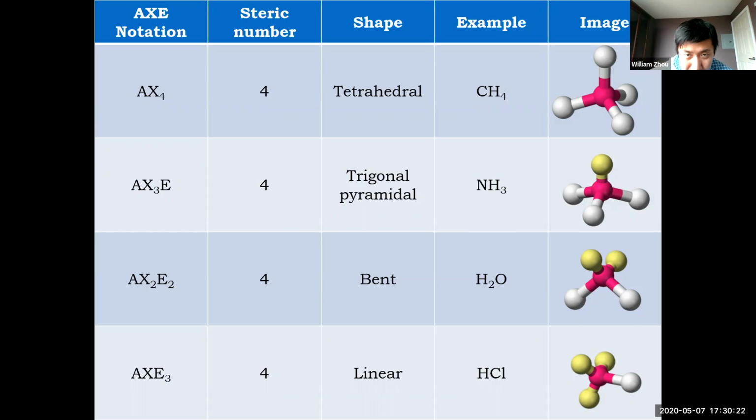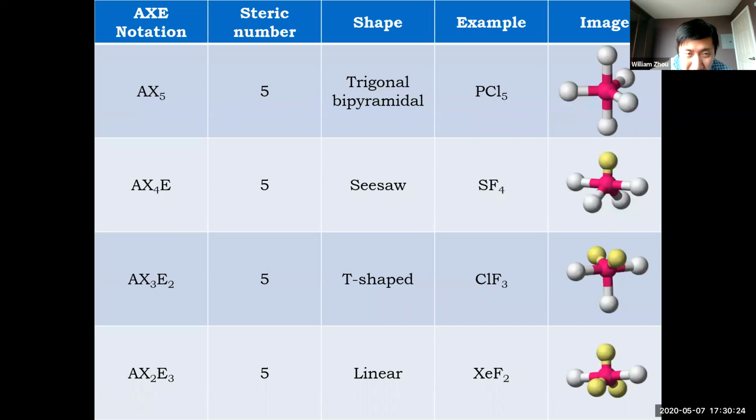All right, now it gets messed up. Steric number 5 is the hardest one to remember and visualize. If you have AX5, that means you have 5 things sticking out. All of them are bonds. Okay, so like phosphorus pentachloride, for example.